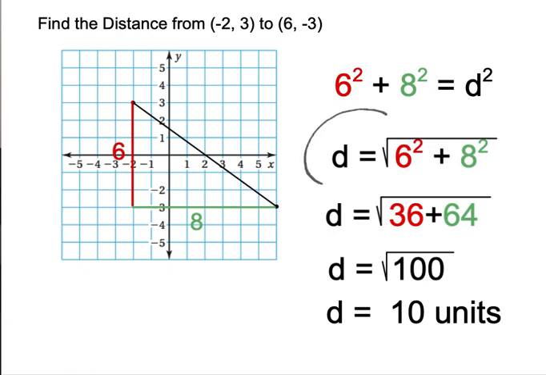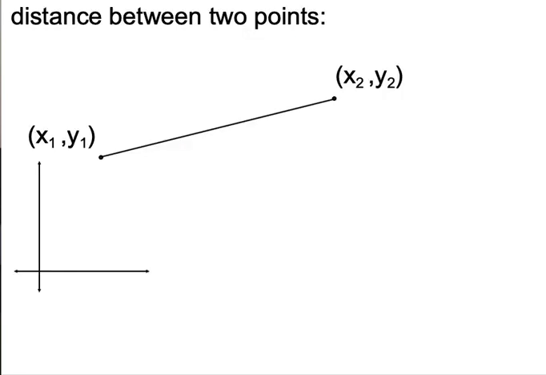Now the distance formula is pretty much going to be what you see here, that main idea of the distance equaling the square root of the two legs of the triangle squared and added together. Of course, we're going to do it more rigorously than that. Let's take a look at this.